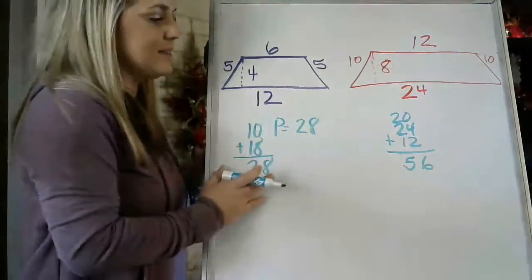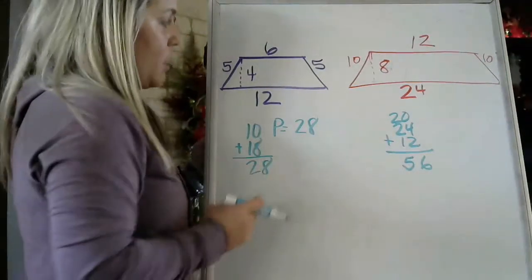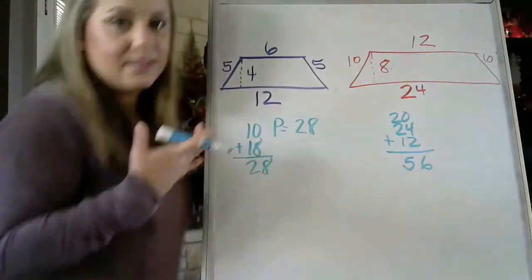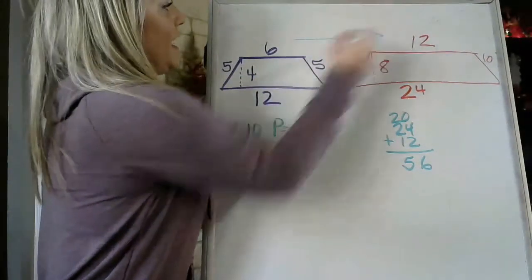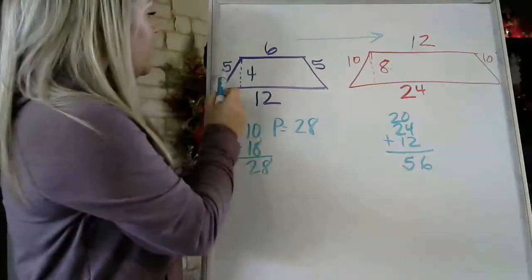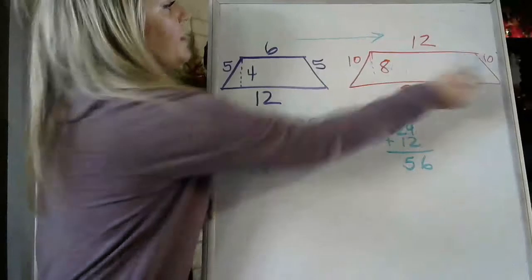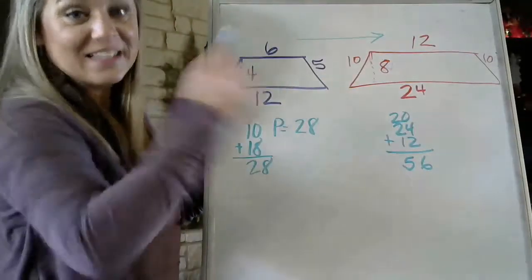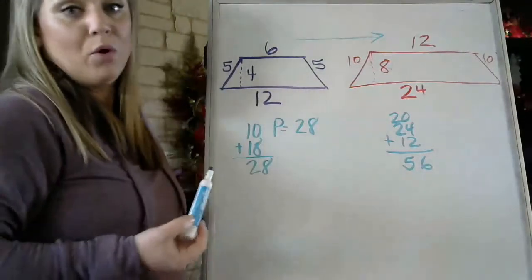All right, so what is the difference in 28 and 56? Well, if I look at these sides, I can see this side to this side has doubled. This side to this corresponding side has doubled. This side to this corresponding side has doubled. This base to this base has doubled.